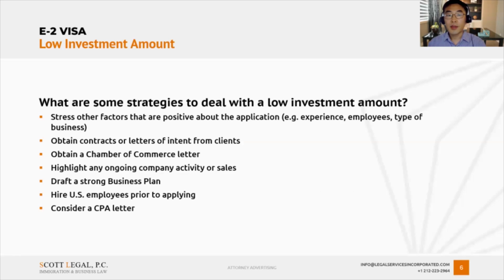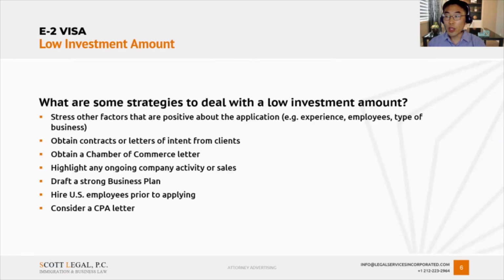Next slide. If your E-2 visa case is kind of weak because your investment amount is not much, you may want to strengthen other aspects of your case. Hiring a U.S. worker before you submit the application is probably one of the best steps you can take. Another thing you could do is show that your E-2 business already has demand from potential clients or business partners in the United States. A signed contract, MOU or letter of intent from a potential client can be very useful as well.